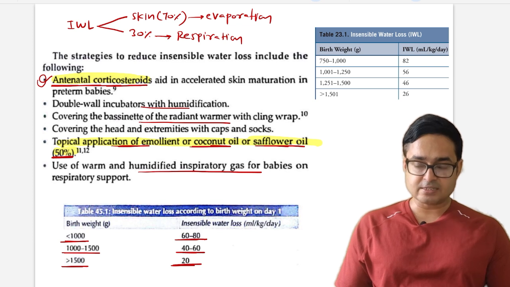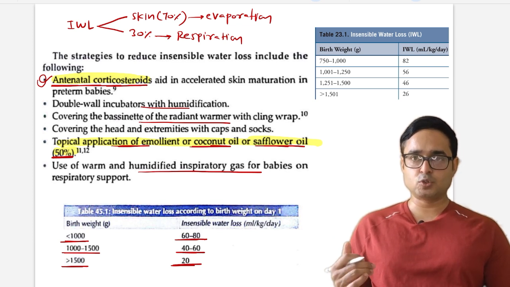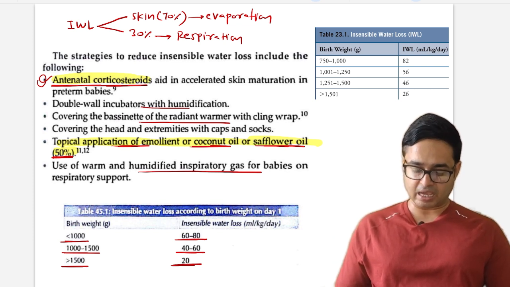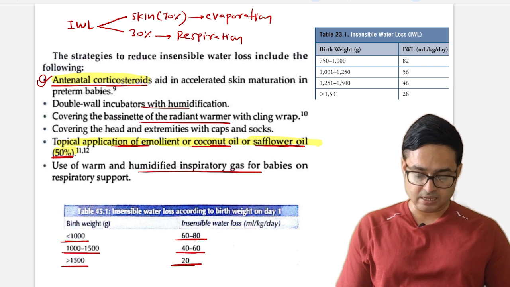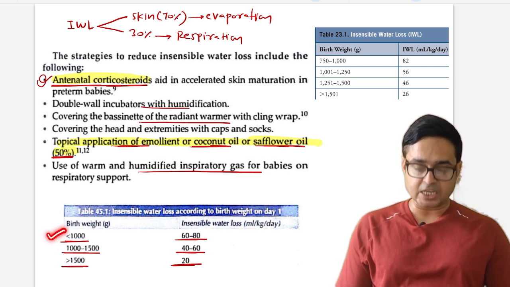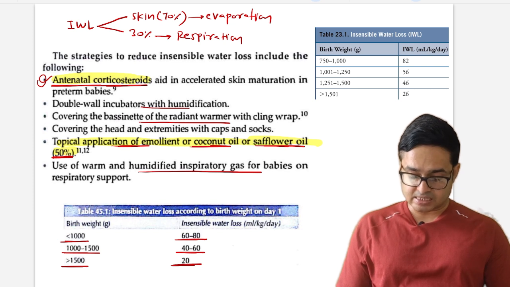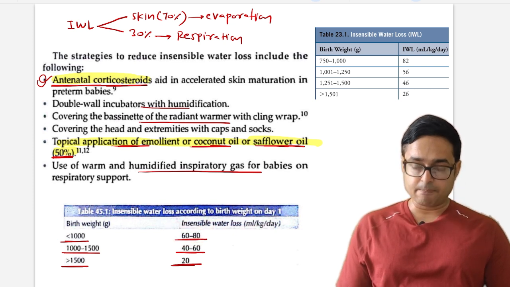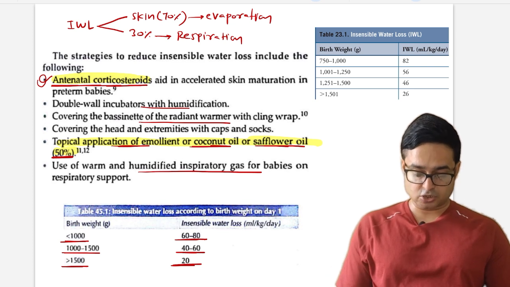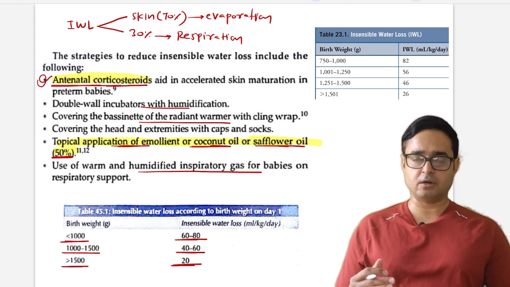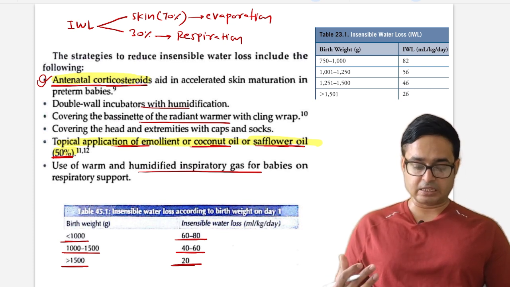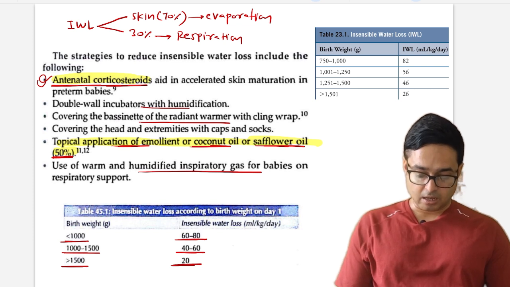Okay, so what is the insensible loss? I'll give two sets of data, from Cloherty and the AIIMS protocol. What the AIIMS protocol says: for a child less than 1 kg, less than 1000 grams, insensible water loss is very high, that is 60 to 80 ml per kg per day. It is very much. That's the importance of preserving the water.